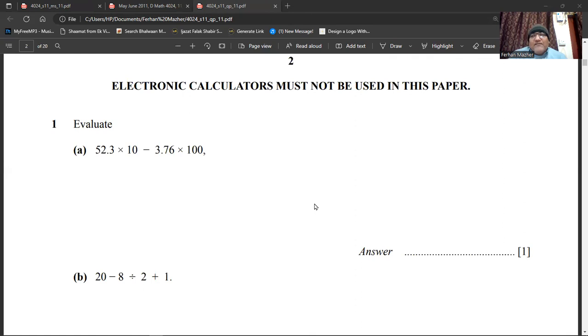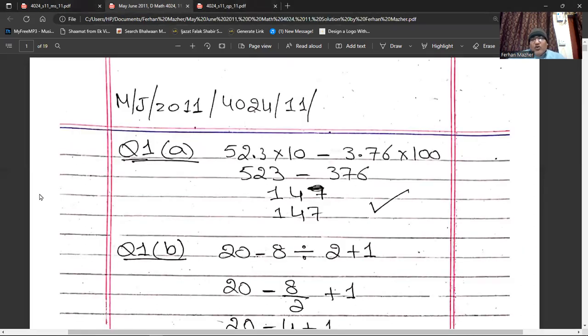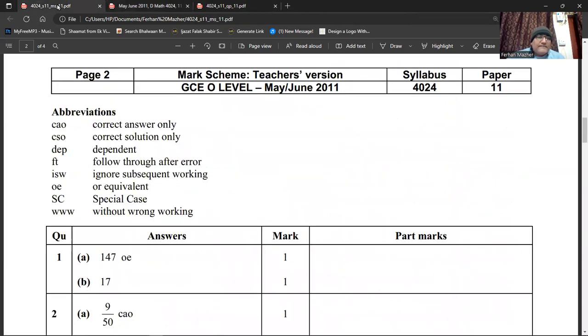So when you multiply 52.3 with the 10, the decimal will move one step to the right. When you multiply 3.76 with 100, its decimal will move 2 steps to the right. So it will become 523 minus 376. When you do this calculation, 523 minus 376, you get 147. So 147 is the answer. And our answer is right.